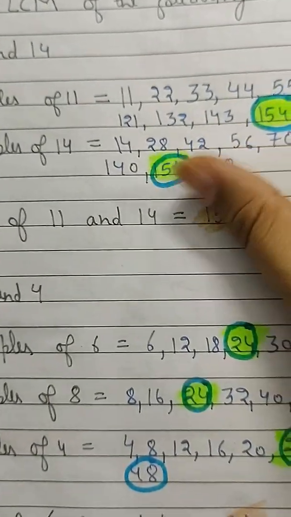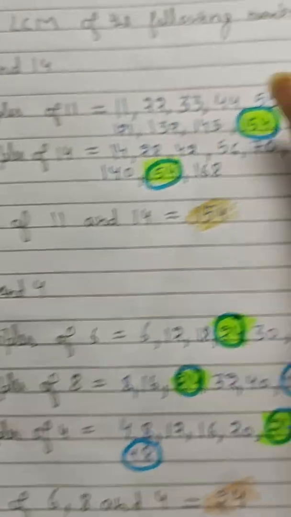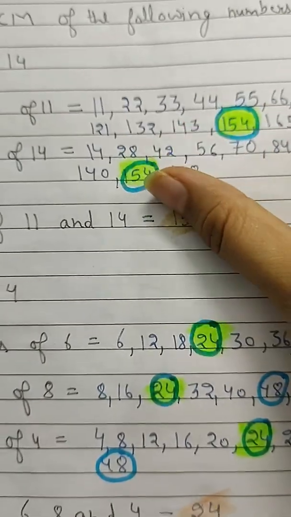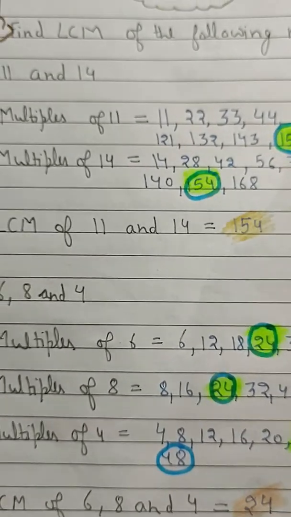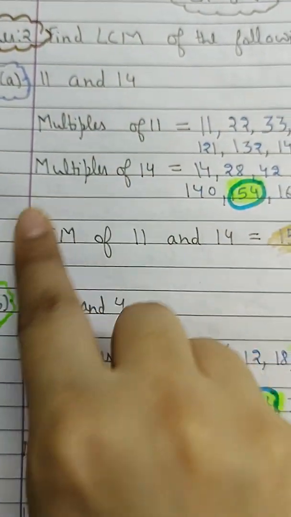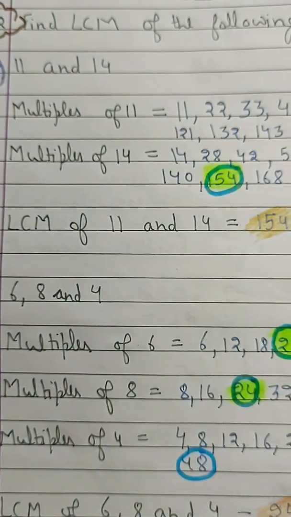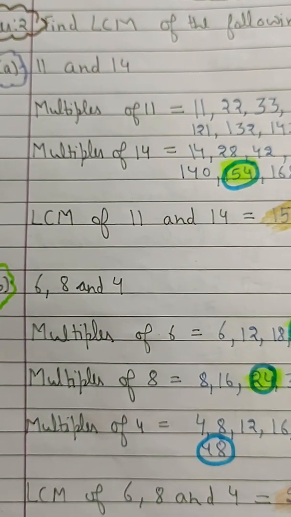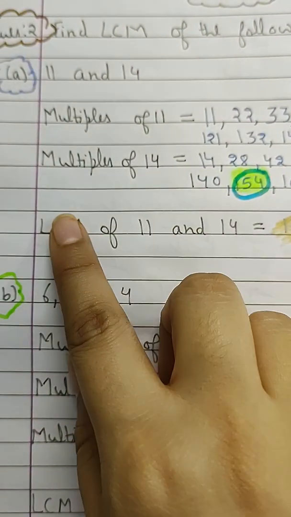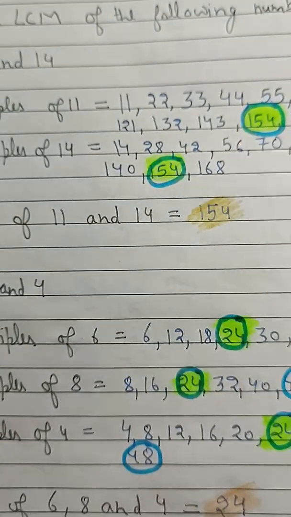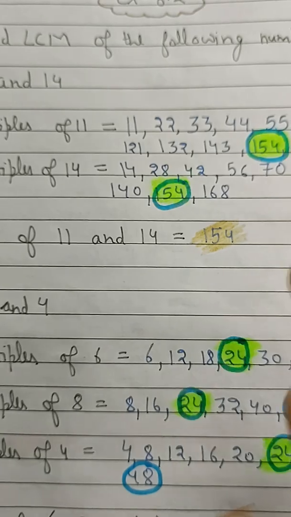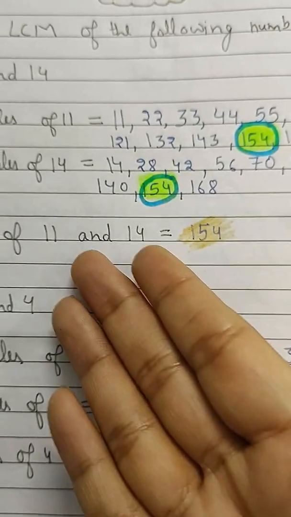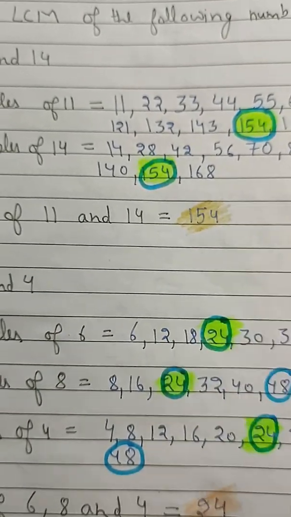As you can see here, I have got one common multiple, that is 154. Here we are only getting one common multiple, so this one will be our least common multiple. LCM means least common multiple, सबसे छोटा common multiple. The smallest common multiple is this one, 154. We have got only one common multiple, and that's why we are going to take this one only. So the least common multiple is 154.